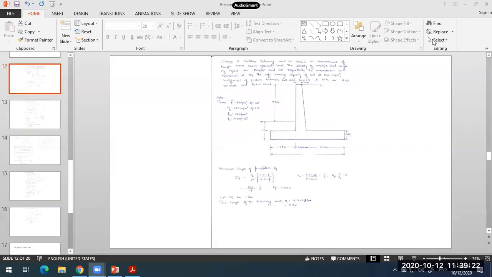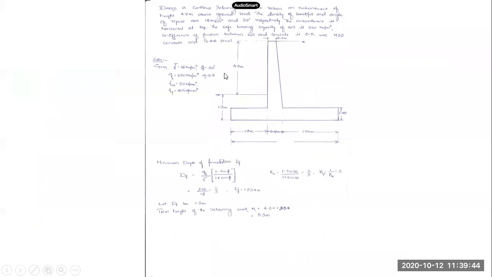And what we have done in the last class is see how we can check the stability of the retaining wall. We have checked it for three stability considerations: one was overturning, another was base pressure, and also resistance to sliding. We have to check these and ensure that the entire wall will remain safe for these stability considerations.